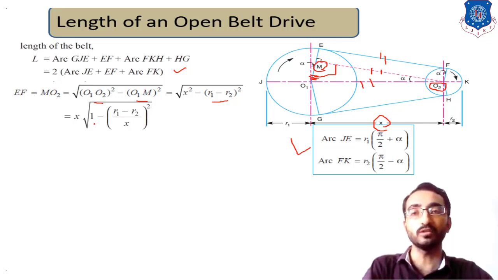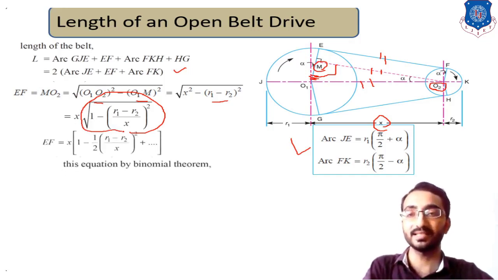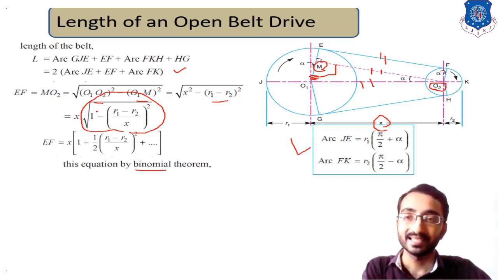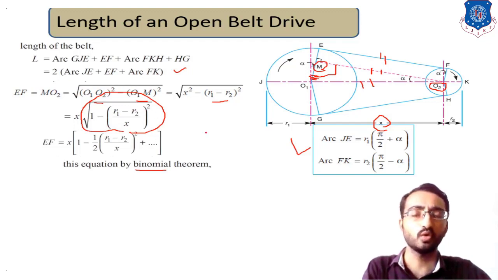Now to solve this equation, that is the square root of certain terms, we can use the binomial theorem, which says that for your bracket terms, you can say 1 minus 1 by 2 of this term square plus, and so on for many terms.